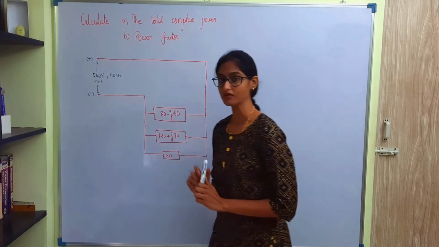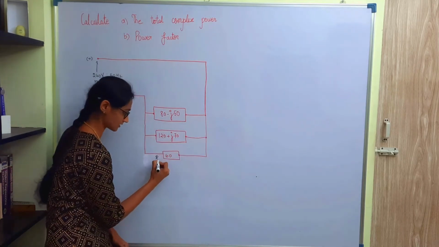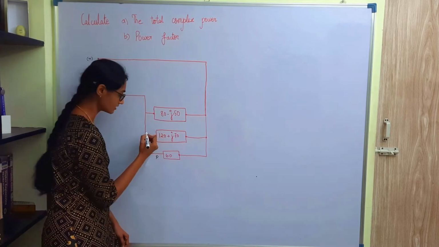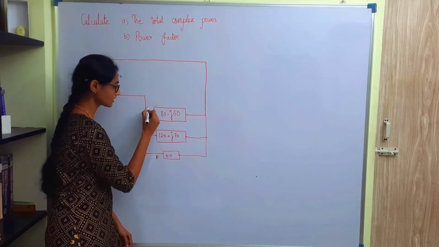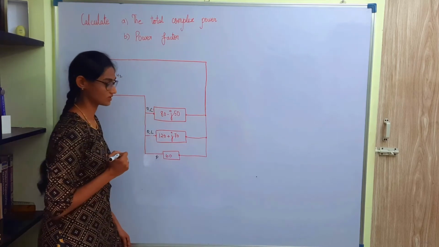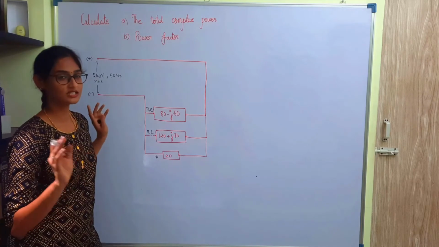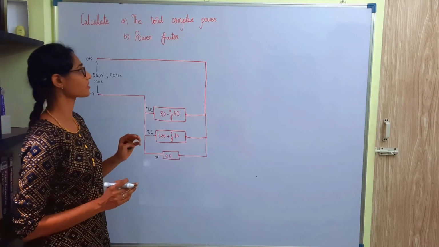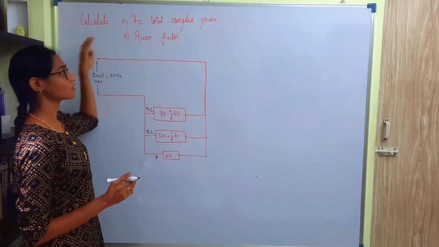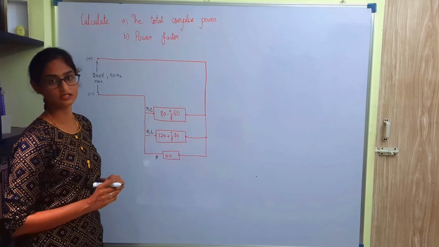If you observe, you could say that this is a resistor, this one is a resistor and inductor combination, this one is a resistor and capacitor combination. If you don't understand how I reduced it, just let me know your thoughts in the comment section. Okay, so we'll just head to the problem. We need to find out the total complex power and power factor of this system.